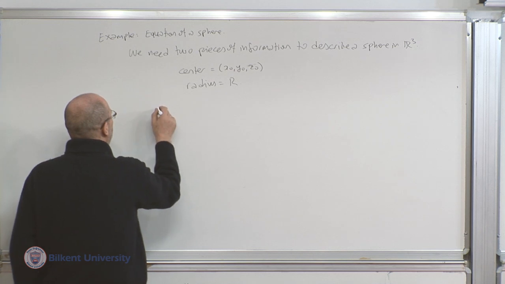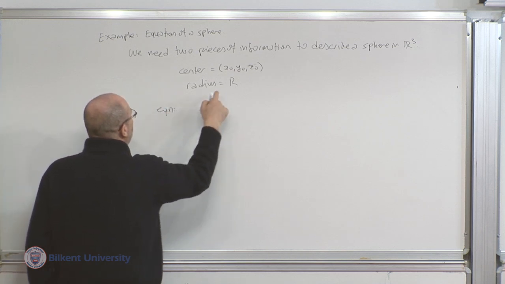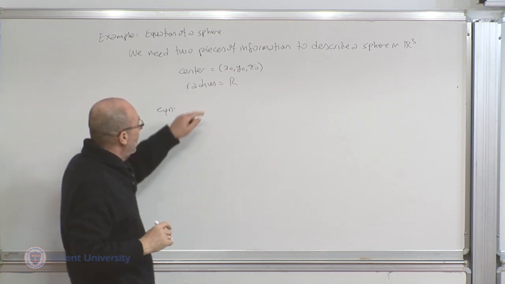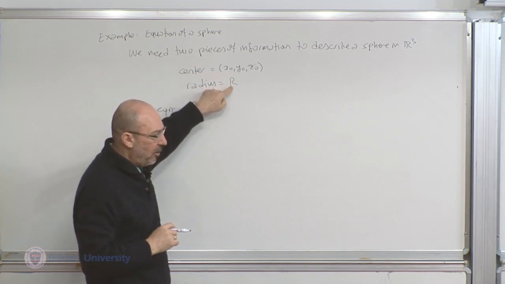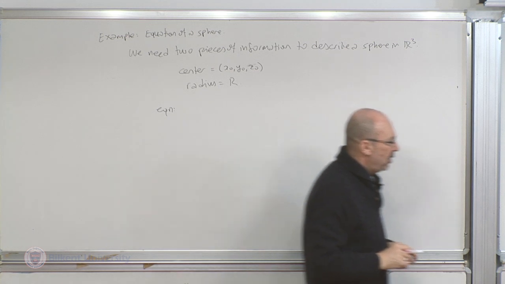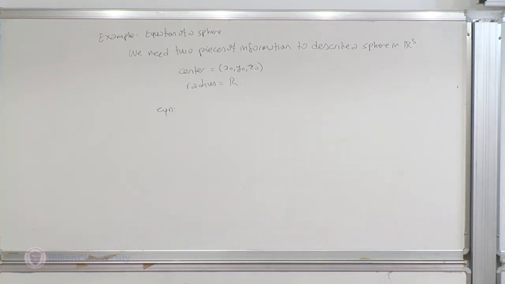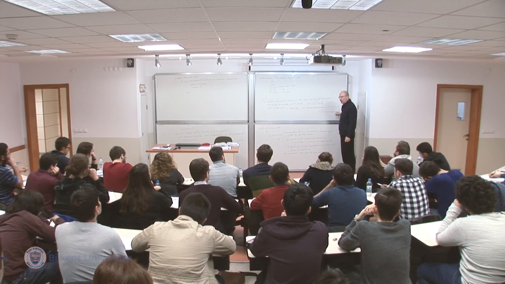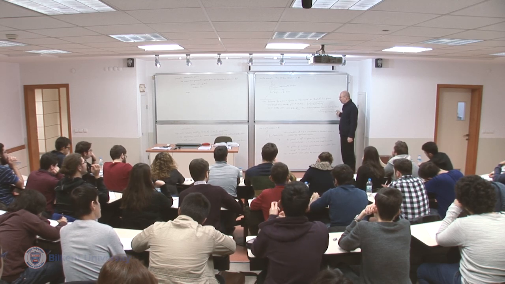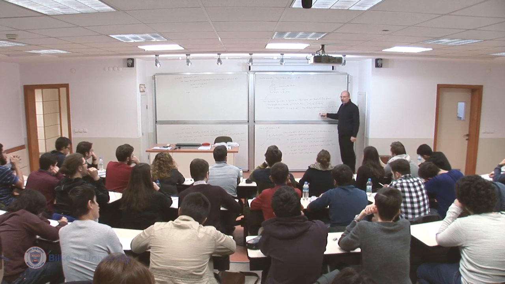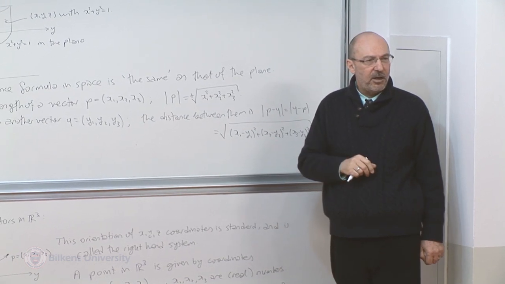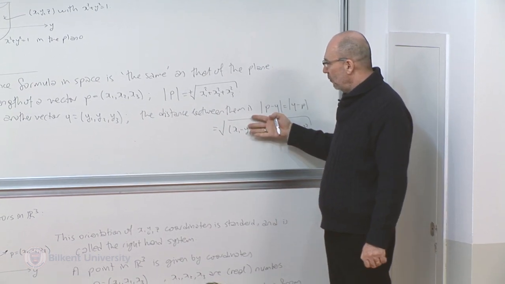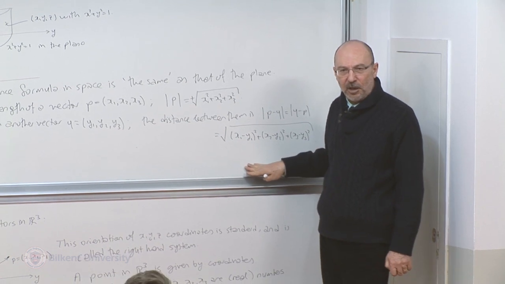Okay, so equation. We are talking about the set of all points whose distance from this point is equal to r. Okay, so we know the distance equation. So we will say that r is equal to the square root of this thing. But nobody likes to work with square roots, because in calculus we always take derivatives. When you take the derivative, the square root goes down in the denominator.